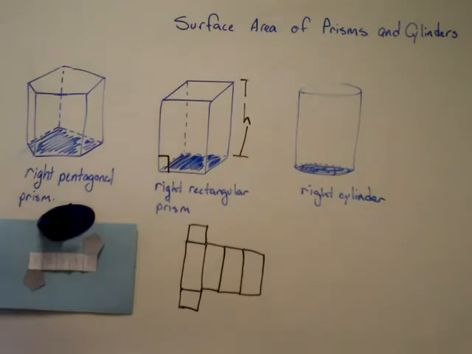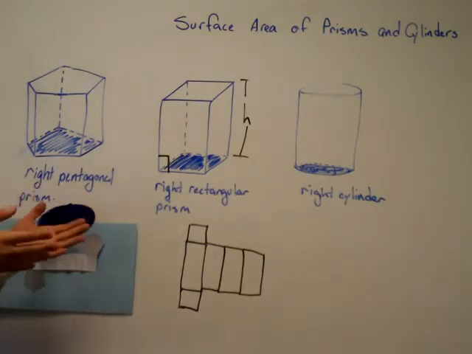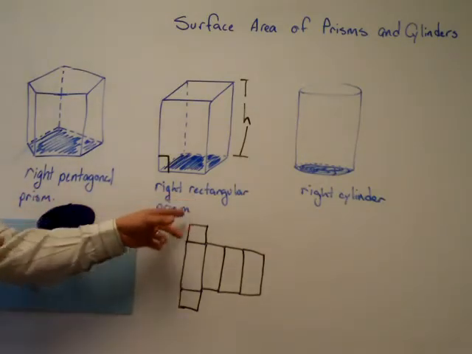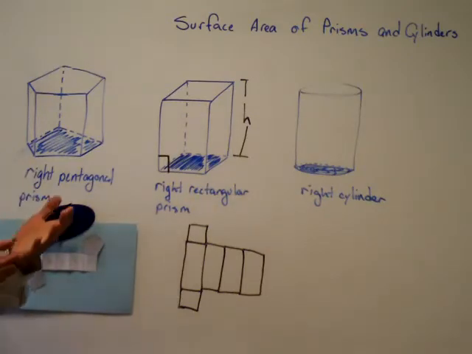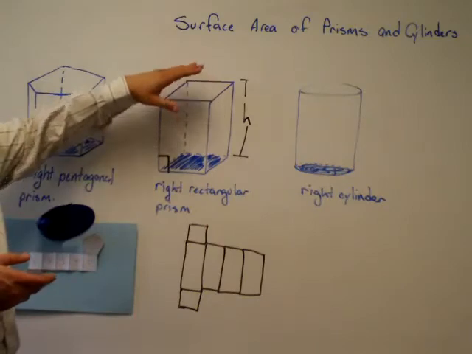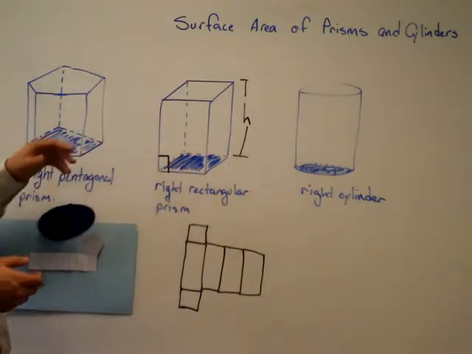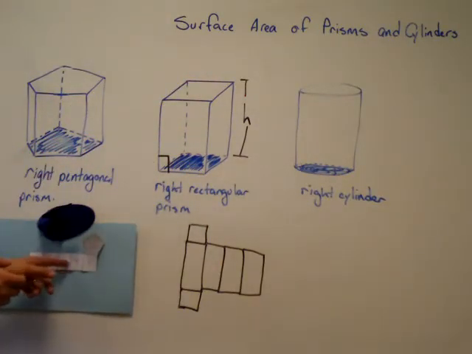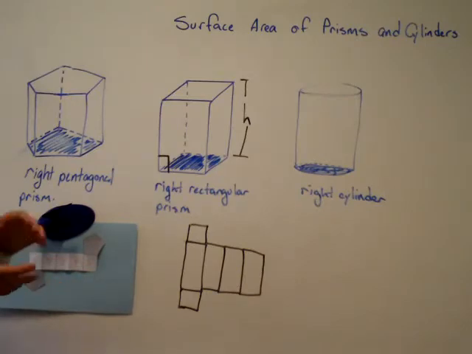So finding surface area of a 3D figure like this, of a right rectangular prism or a right pentagonal prism, or really any right prism, is just a matter of finding the area of the two bases and adding it to the area of the lateral faces, the sides that connect the two bases.